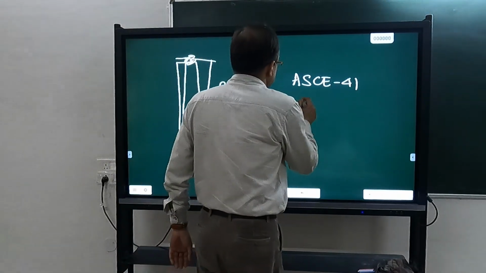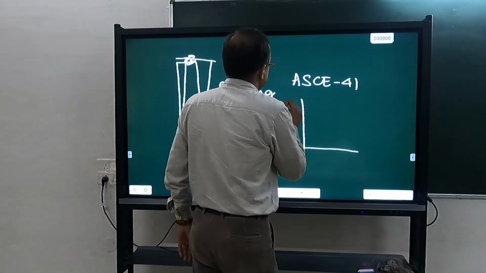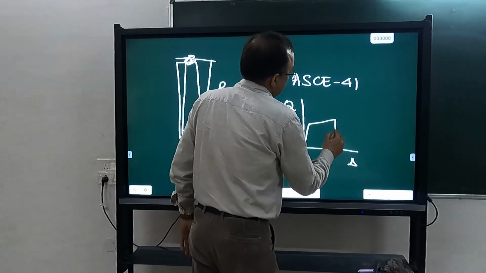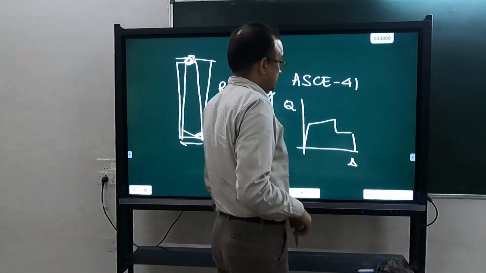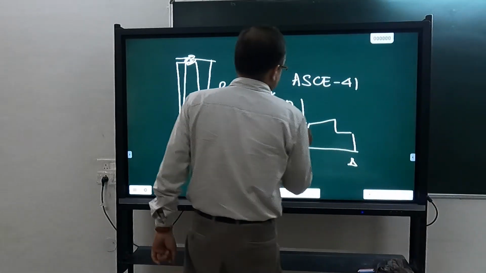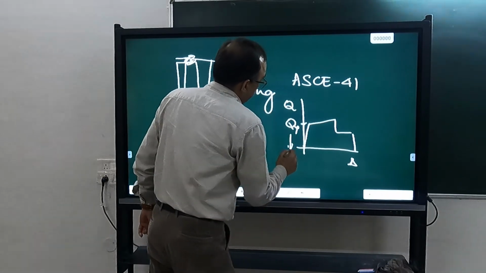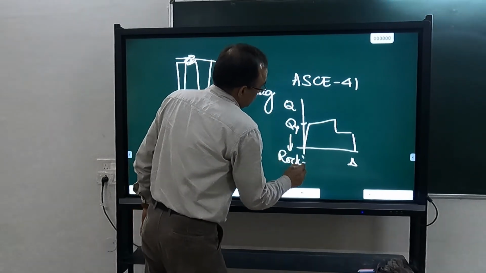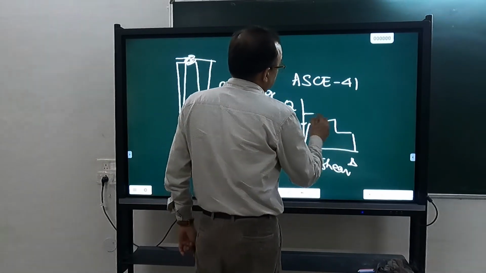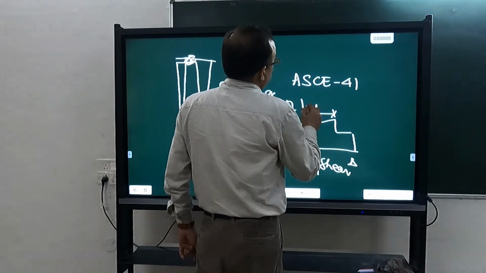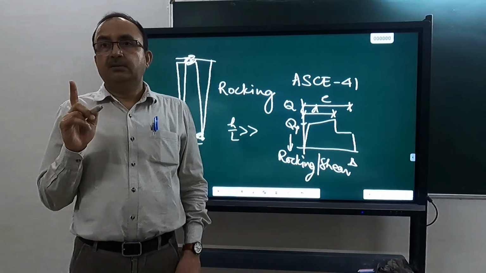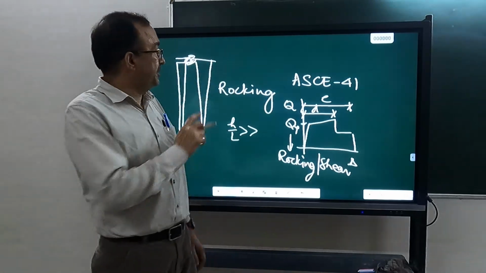It gives you the Q versus delta curve for masonry also. Okay. And this is the strength Qy. Qy will depend on rocking or shear. And accordingly, this D and this E is also given. Earlier it was A and B. Here it is D and E.